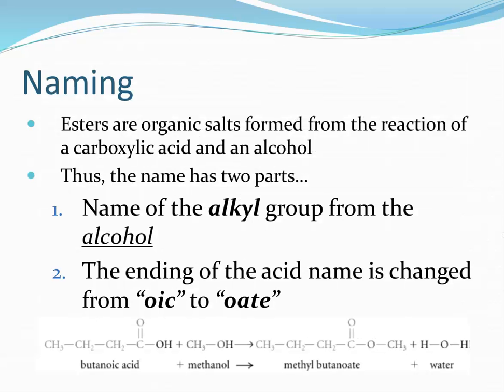Because esters are made up of a carboxylic acid and an alcohol, the names of both of the reactants are combined. The name begins with the name of the alkyl group attached to the hydroxyl group from the alcohol. The second part of the name comes from the carboxylic acid, but the oic acid becomes oate.